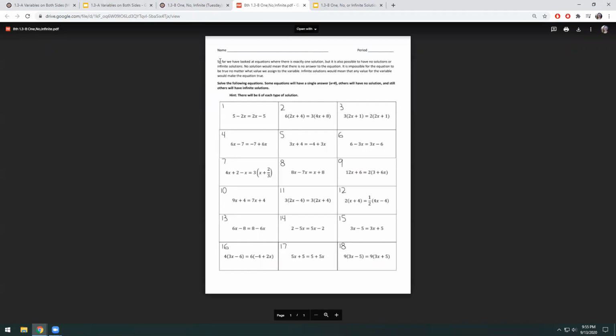What you're doing is after you read those directions, you should know that you're identifying if it has one solution, no solution, or infinitely many solutions. And if it does have a single answer or one solution, you should have x equals whatever number it is. And it says it right up here in these directions, what you should be looking for. And then there's going to be 6 of each type of problem. So there's going to be 6 one solutions, 6 no solutions, and 6 infinitely many solutions. So you've got 18 problems to work through and tell me what kind of a solution it has.